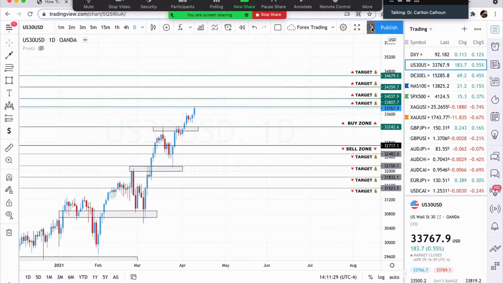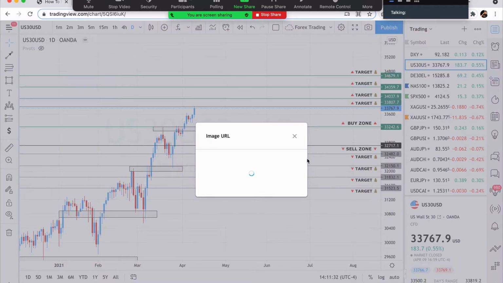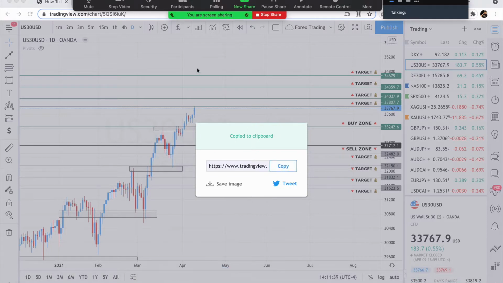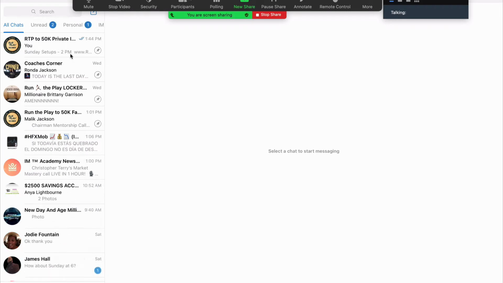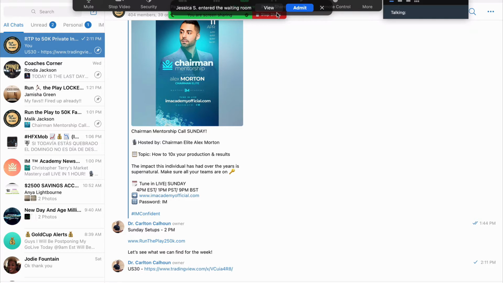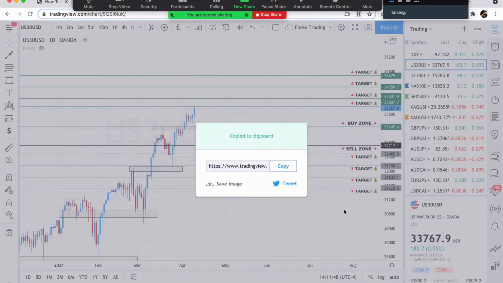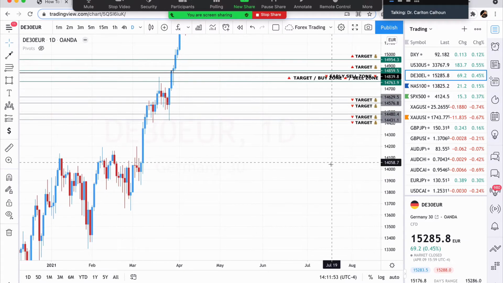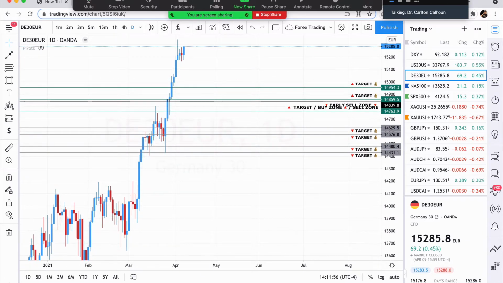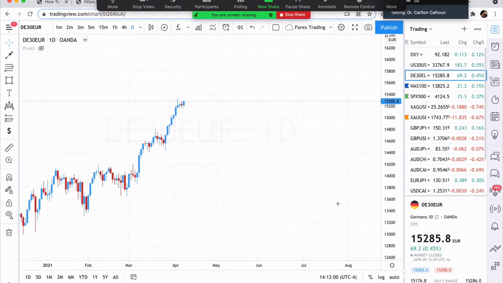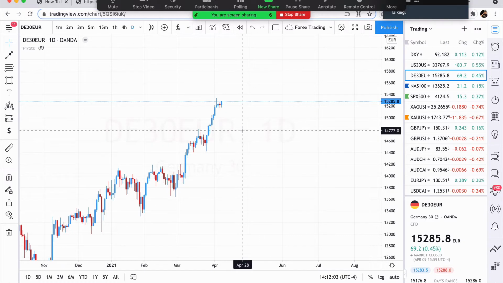So here's my US 30 markup. I'll drop this into the chat. German 30, remember we marked up the targets and it completely smashed the targets. So I will start over.